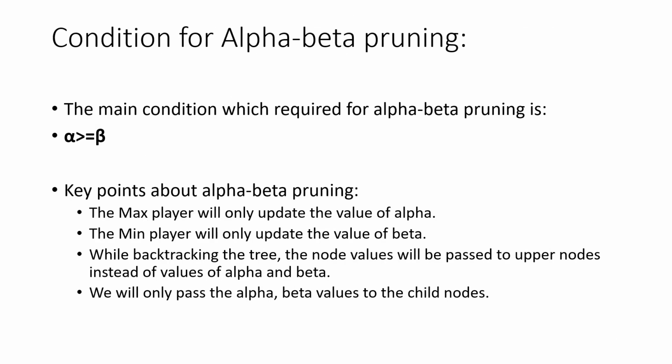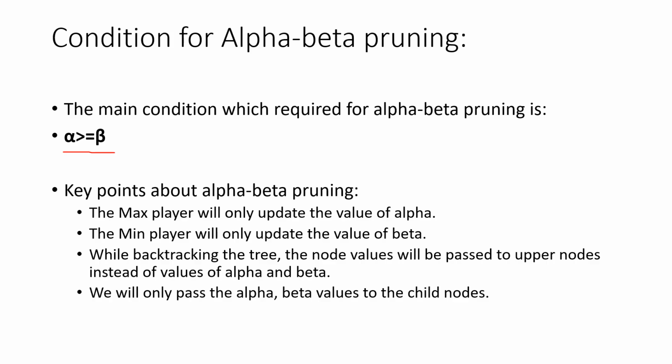So the condition of alpha beta pruning. The main condition required for alpha beta pruning is alpha is greater than or equal to beta. So this is the condition. Alpha represents the best value that max can guarantee so far, and beta represents the best value min can guarantee so far. When alpha becomes greater than or equal to beta, then further exploration cannot improve the final decision. So the remaining branches are pruned. Once alpha is greater than or equal to beta, continuing the search is useless.